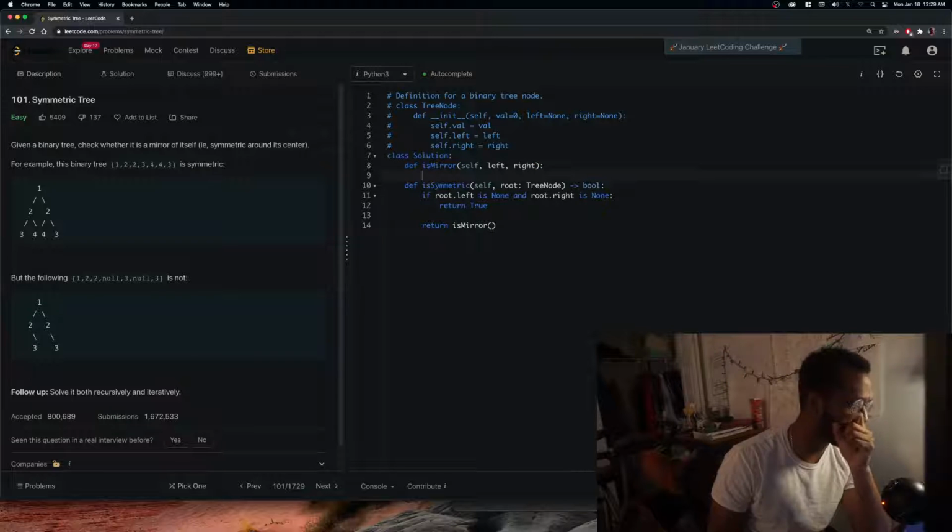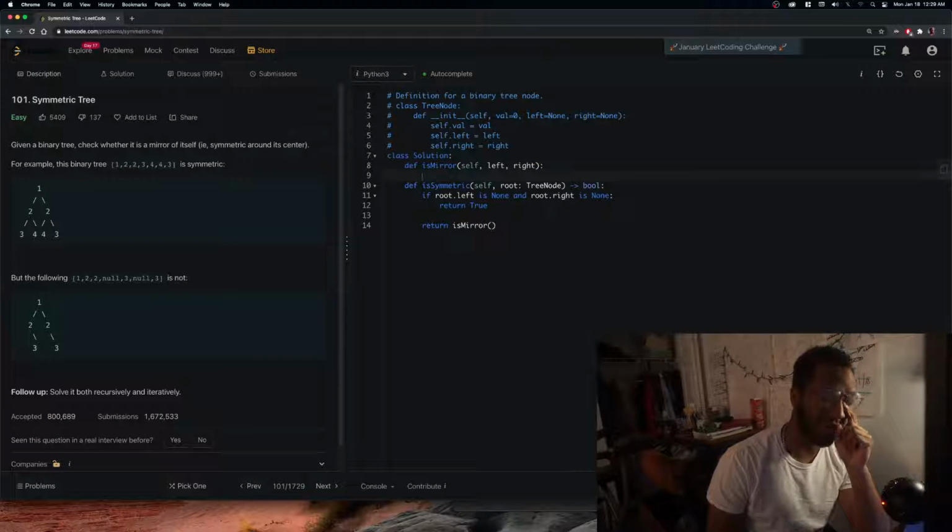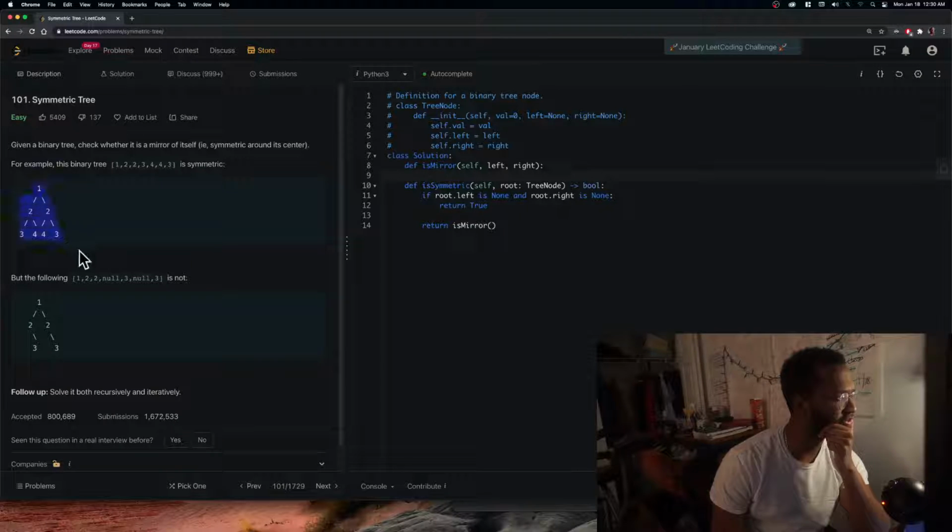Why are we giving it a left node and a right node? Because what we want is to do a pairwise checking of symmetrical nodes. You might be thinking, well, this is symmetrical. But for something to be symmetrical, the 3 has to be on the outside of this third layer, and the 3 has to be on the outside of the other layer. And so these 4s have to be in the center of the third layer.